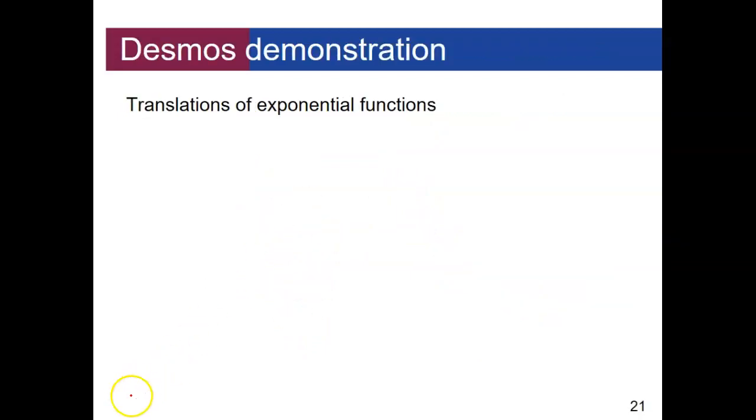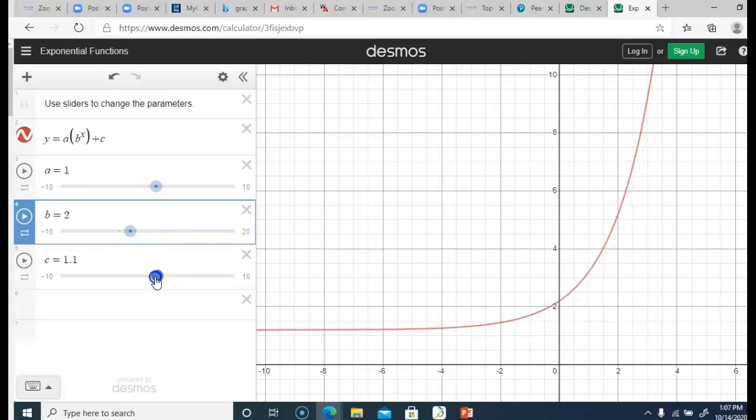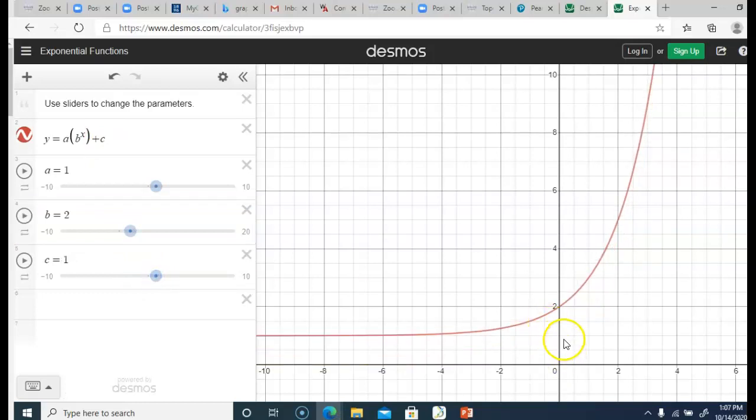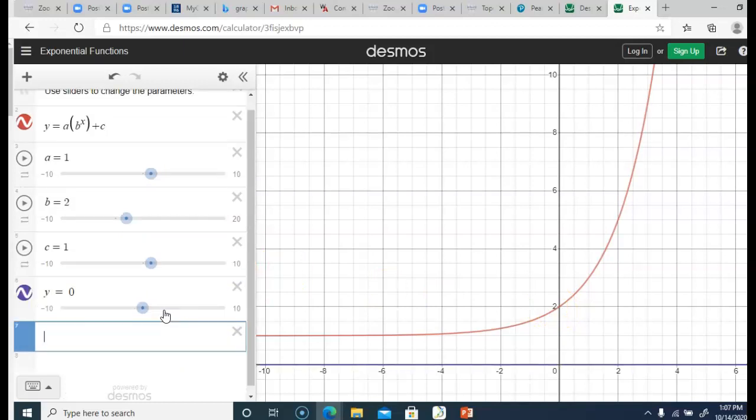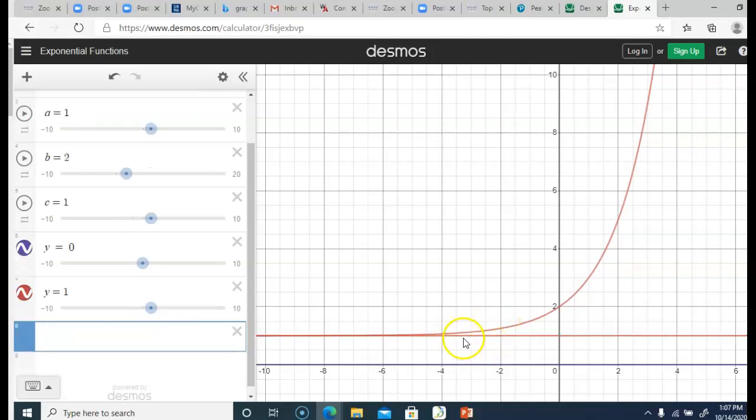Okay, translations of exponential functions. So over here, I want to look at some translations and see how this plays into it. If I look at this one and I translate it, the C is going to be my vertical translation, which moves it up or down. If I make C, let's say, +1, then you can see that this whole thing shifted up by 1 unit. I originally had a horizontal asymptote at 0, but now my horizontal asymptote is going to shift up to 1, and you can kind of see across there.